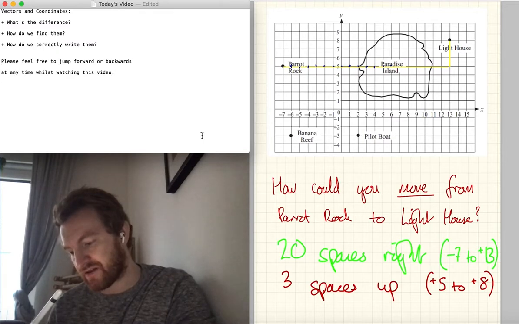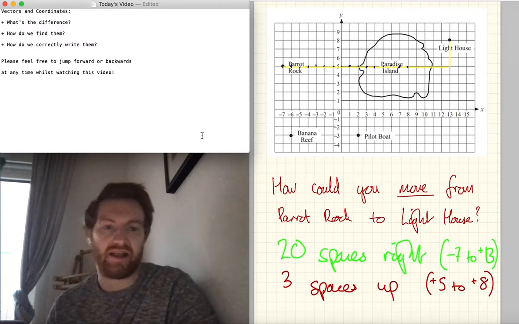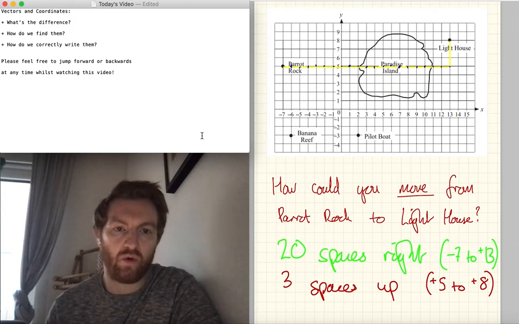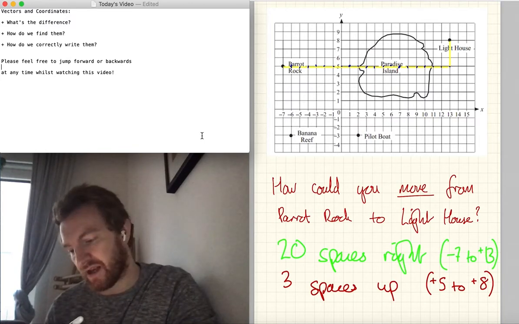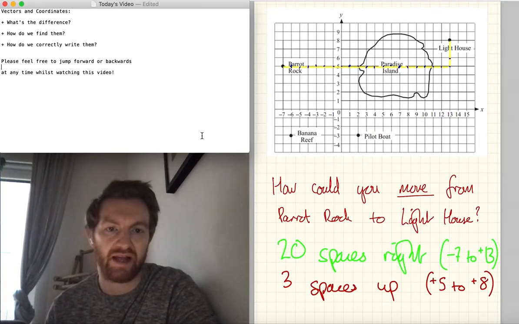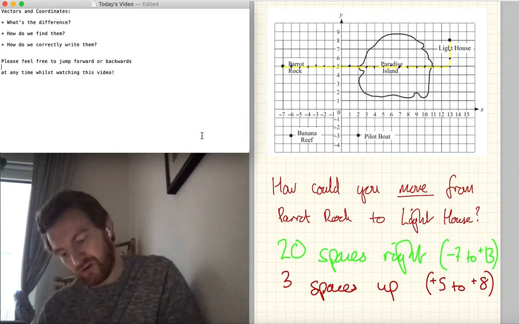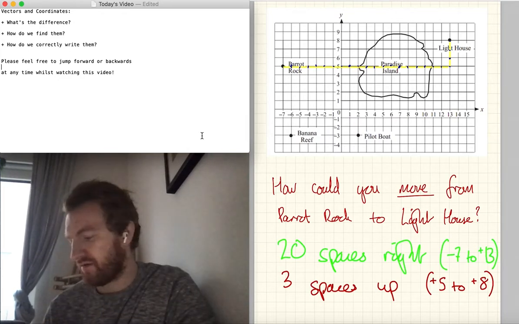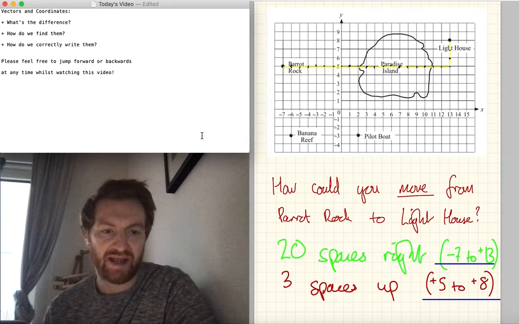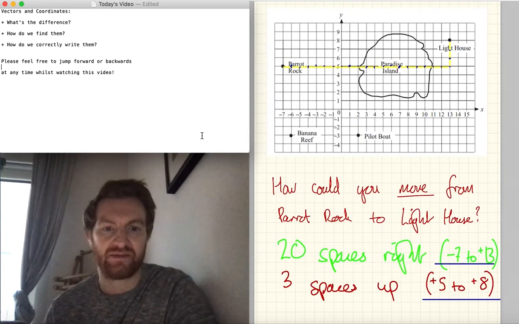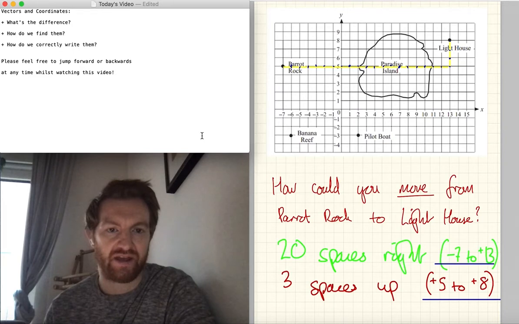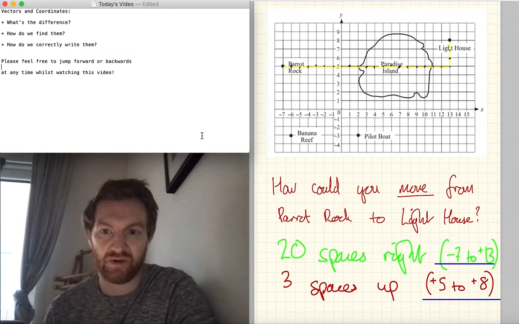If I was to count these dots that I'm making, then I'm making 20 little corners and then 3 little corners up. So be careful with that. So we could say, in very simplistic terms, I go 20 to the right and 3 up. But that's a lot of writing. Notice as well, I've used the coordinates here and here. So you could have said, well, I went from -7 to 13 on the x-axis. That's 20 movements. +5 to +8 on the y-axis. 20 and 3. But the other way we can write this is something called a column vector.